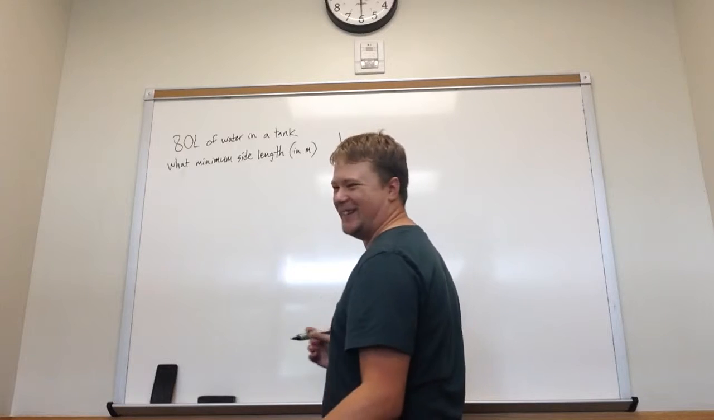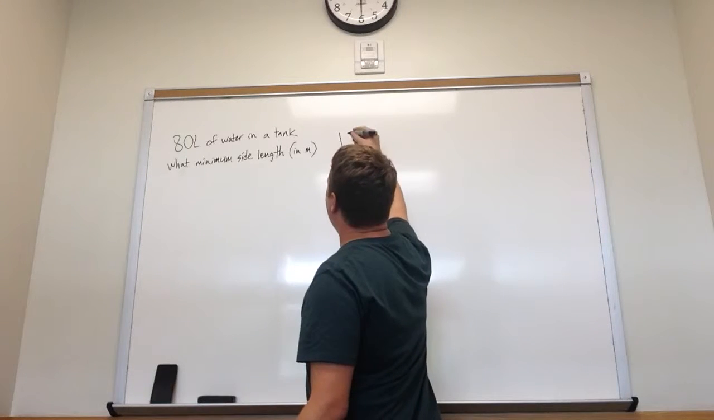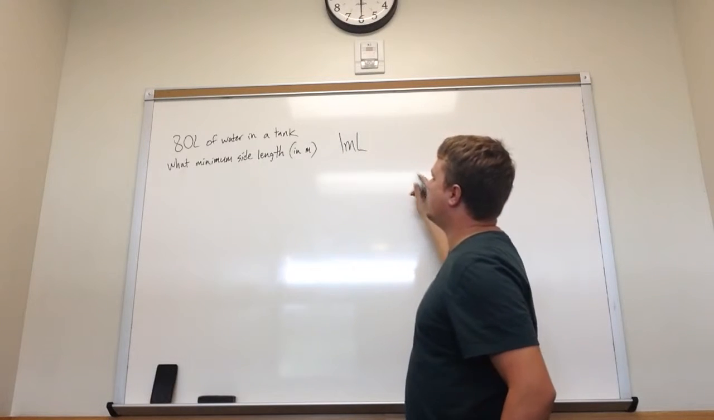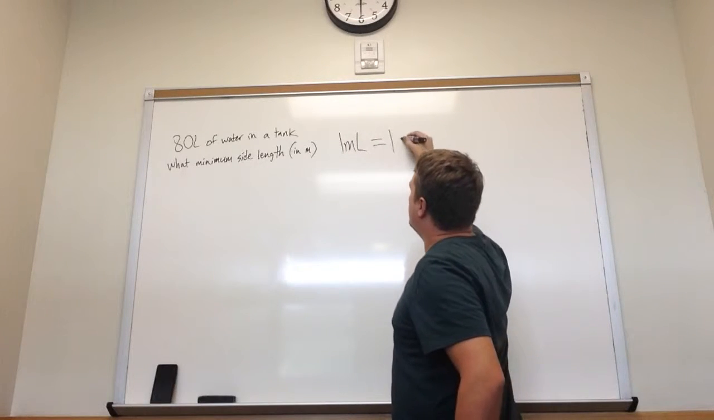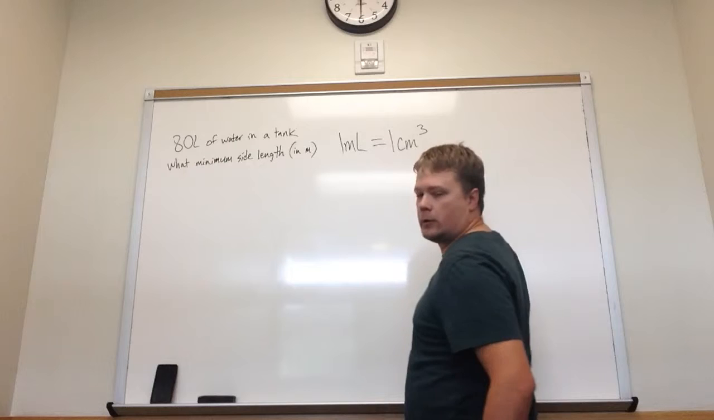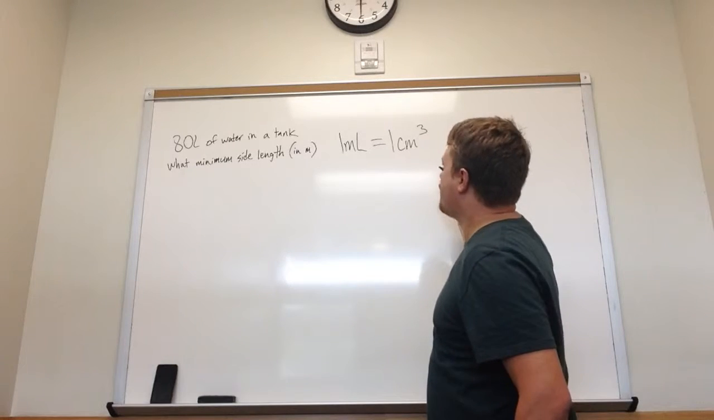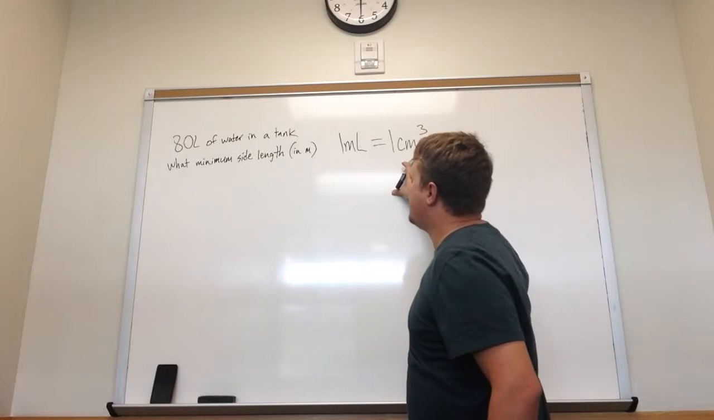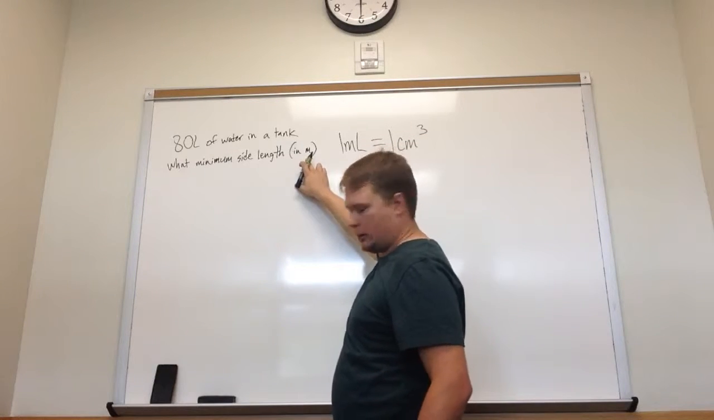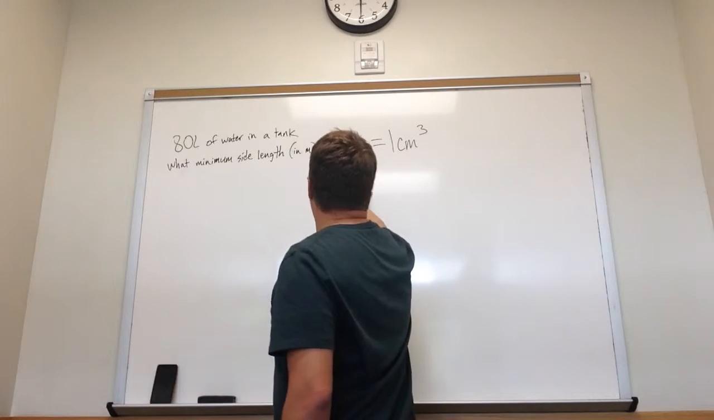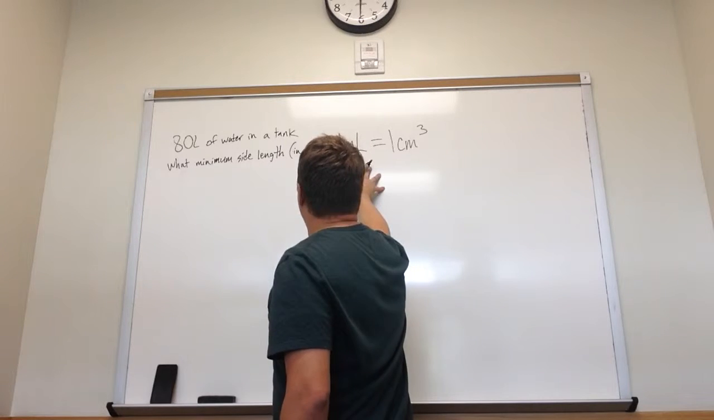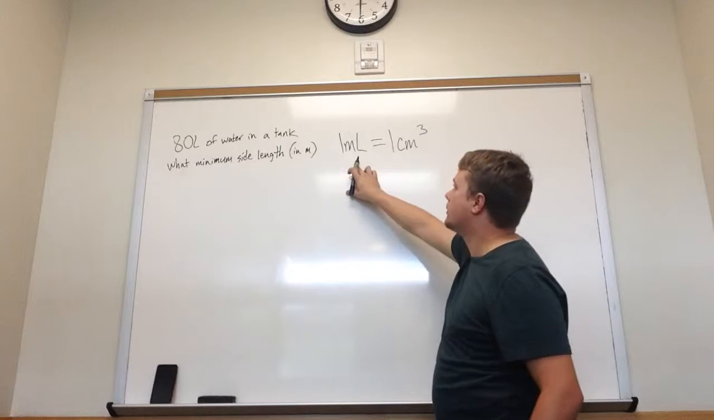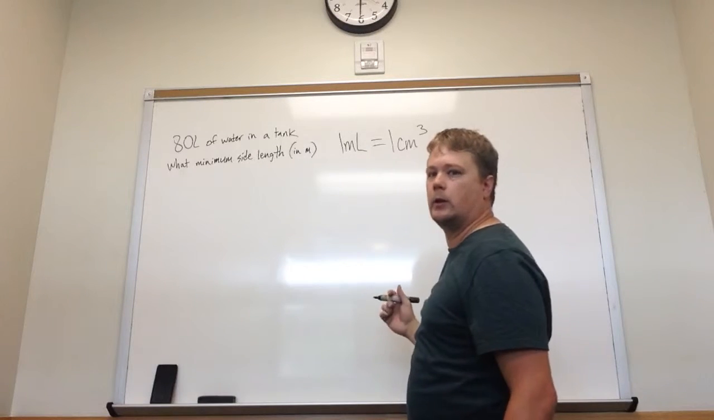So, it's funny. Anyway, the relationship that you have is 1 milliliter is equal to 1 cubic centimeter. This is the relationship you're going to have to use to get it to meters. Now, what we're going to do first of all is take this 80 liters and get it to milliliters so that we can start working with it.